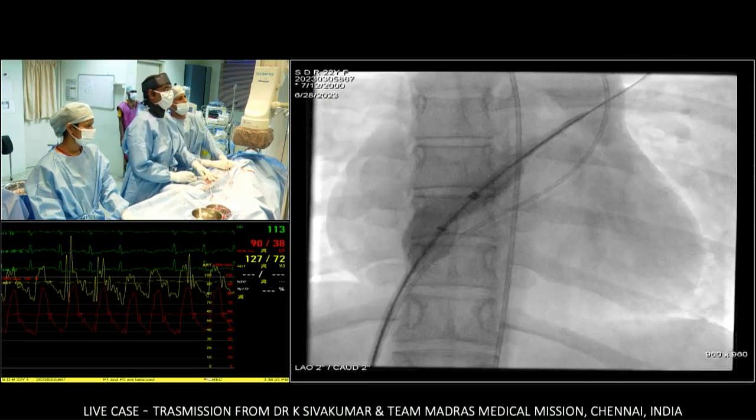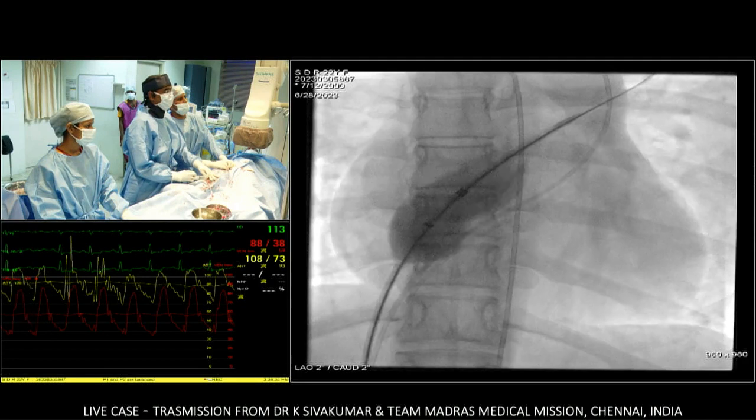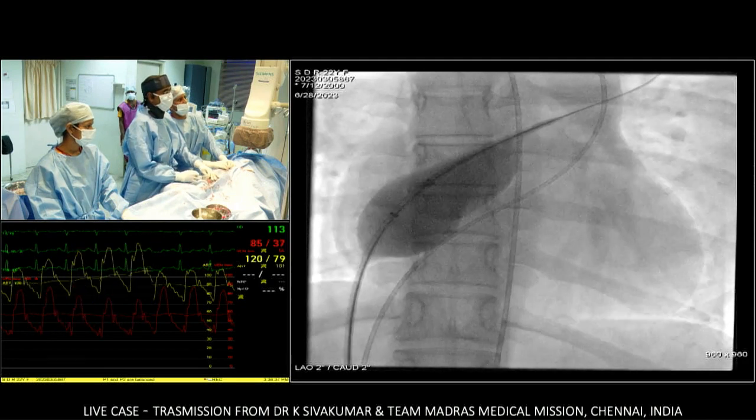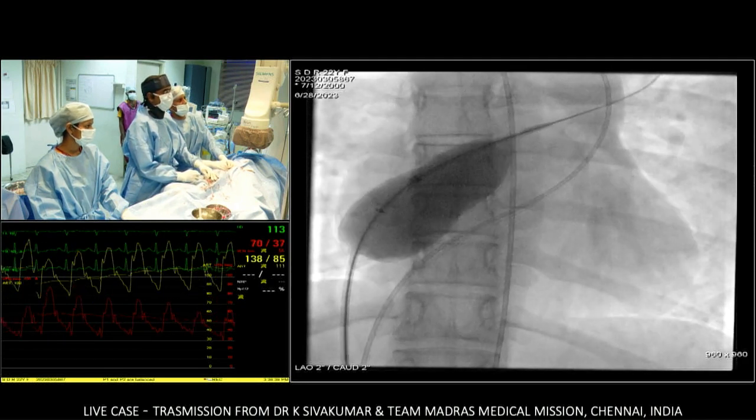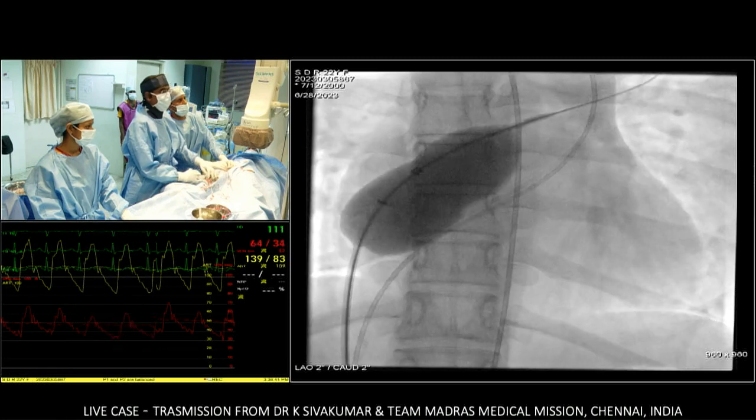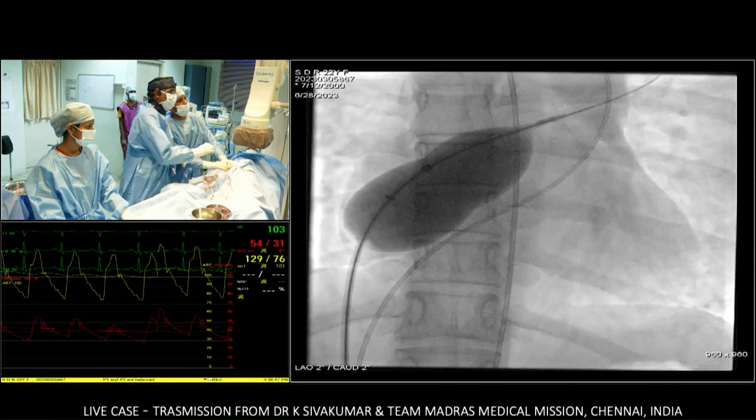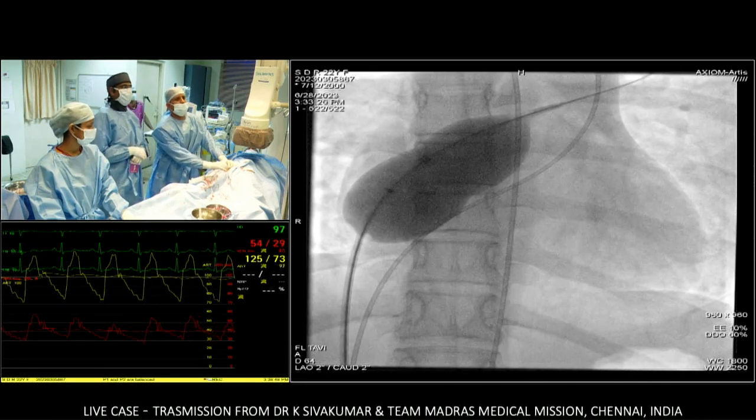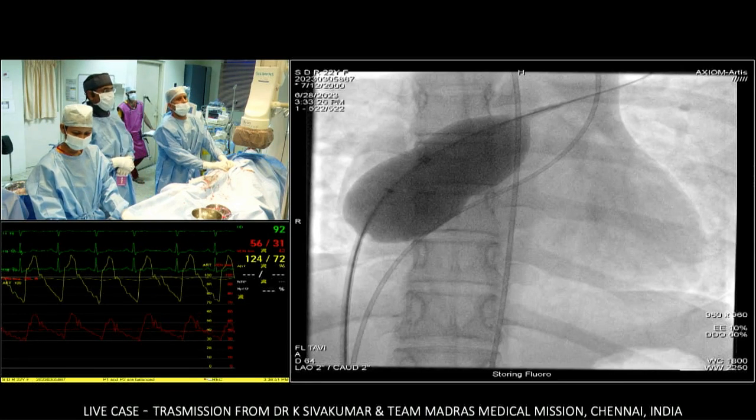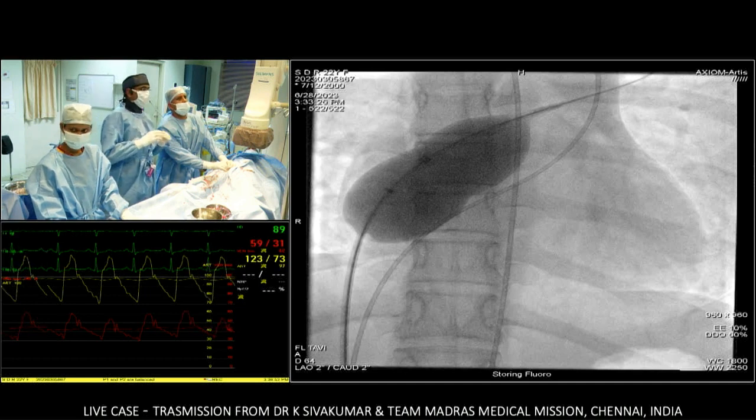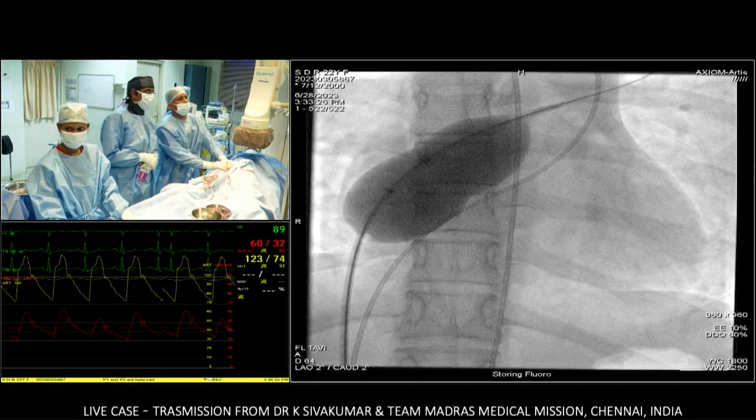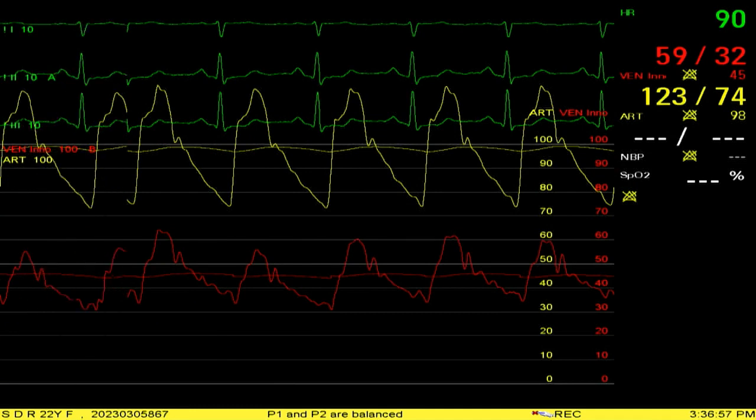So now I'm just getting my balloon, keep it forward pushed. Forward pushed. Yeah. So now I have got my atrial septal defect occluded. Go to the big screen hemodynamics. Take away the camera, big screen hemodynamics.